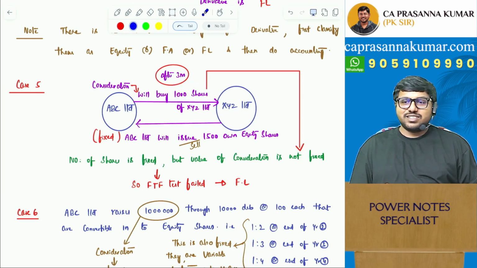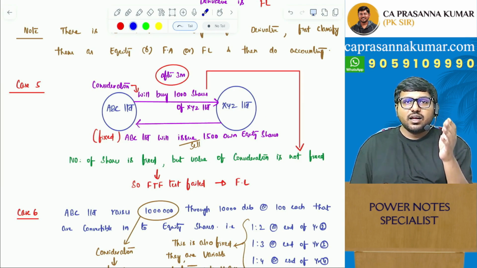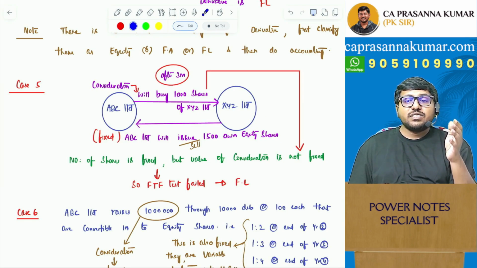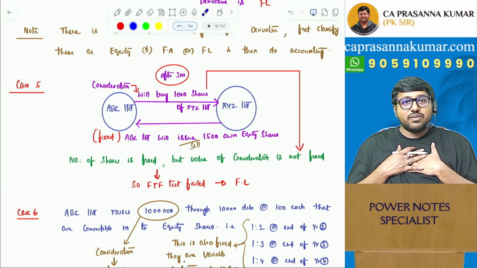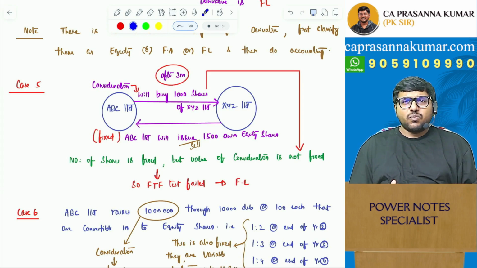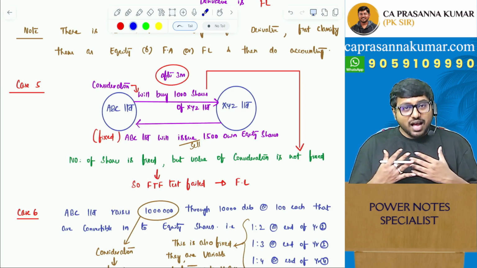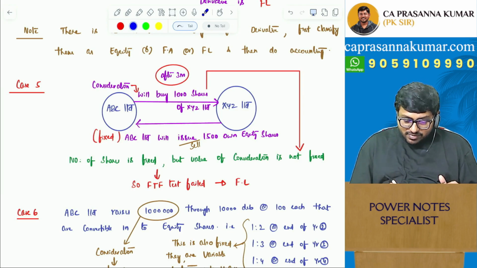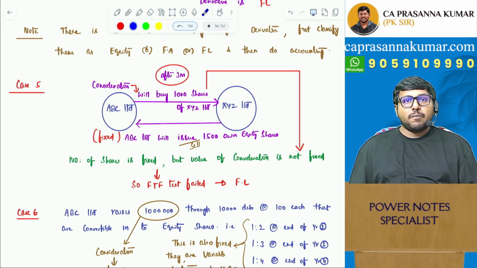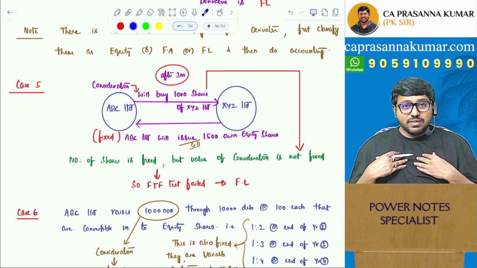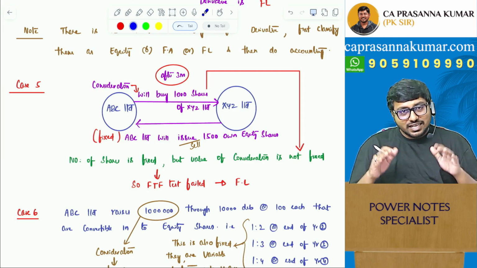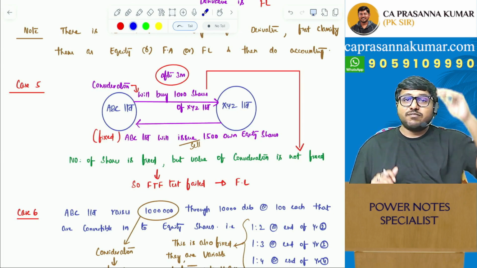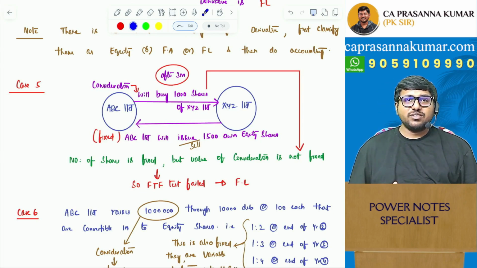Therefore, the fixed to fixed test is passed. Hey, the number of shares being fixed is from our perspective. Our perspective means our company. Who is "us" here? ABC is us. So from my perspective, if the number of shares is fixed, then the fixed to fixed test is passed. Not from the other party's perspective. You understand what I'm trying to say?